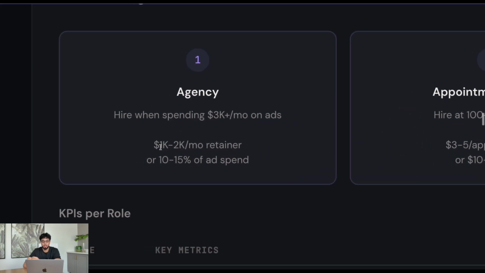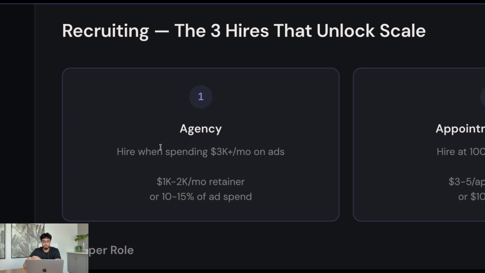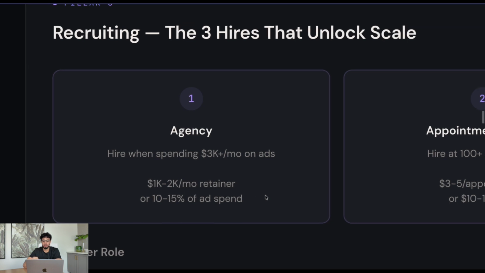So when you're actually spending a good amount of money on ads, let's say you're spending $3K a month on ads, you need to have an agency take care of this. You can't be dealing with ads, making videos, doing all that in Meta Ads Manager. Have somebody do it for you, or we can do that for you as well. Whether it's a retainer or the ad spend, whatever commission structure, you make sure somebody's taking care of it. You can't be doing everything at once.